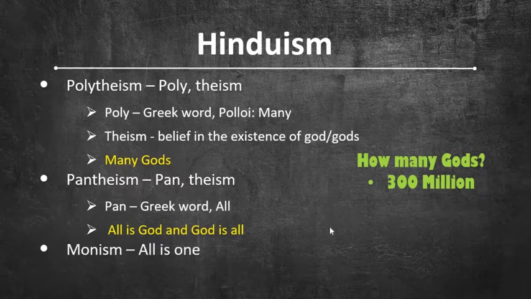And then the third is monism, where all is one. The entire universe is one, and they don't distinguish between right and wrong. Now, we'll get into karma. This denies our dualistic view of the physical, where we're at here and now, and the spiritual reality, because Hinduism focuses more on the spiritual and not the physical.